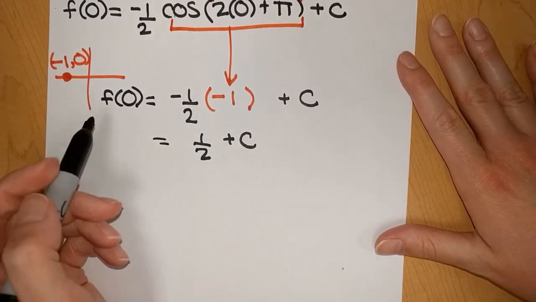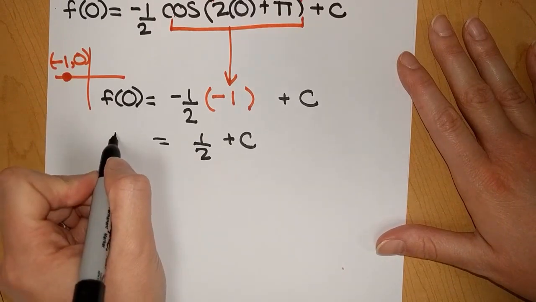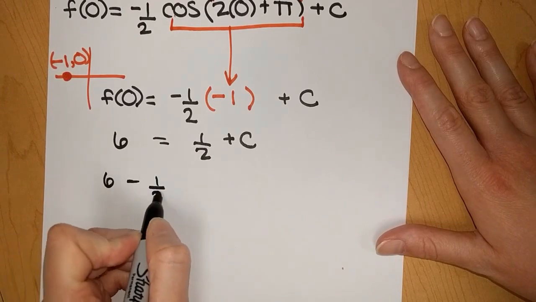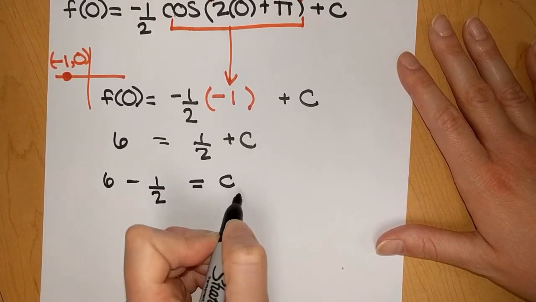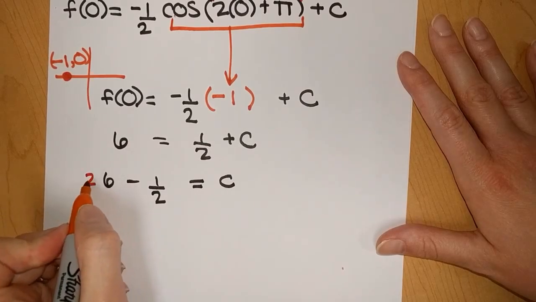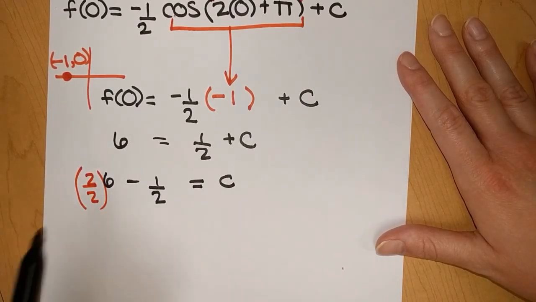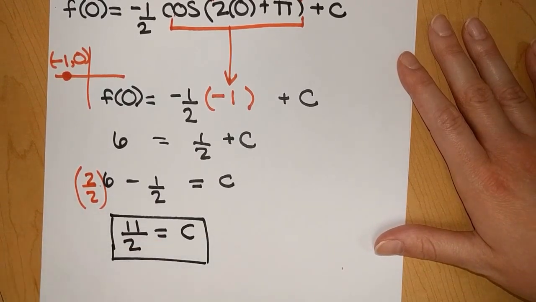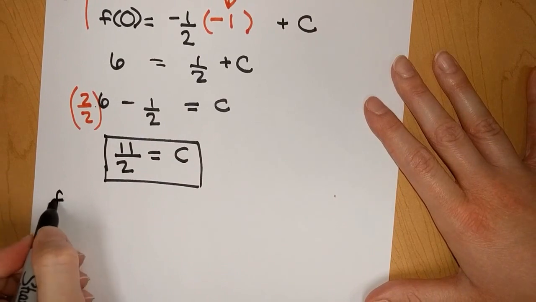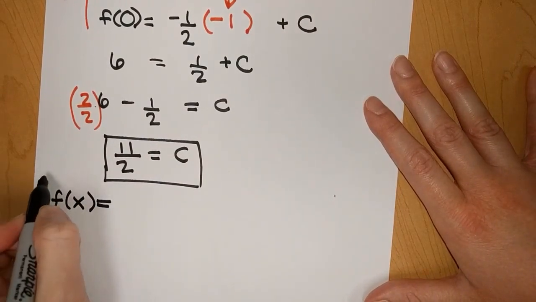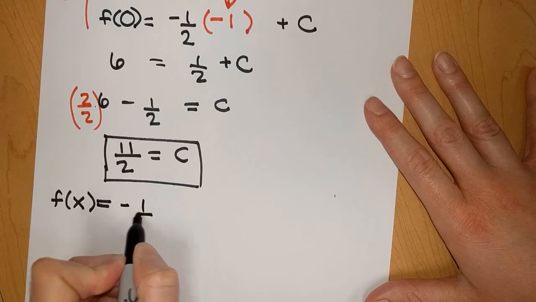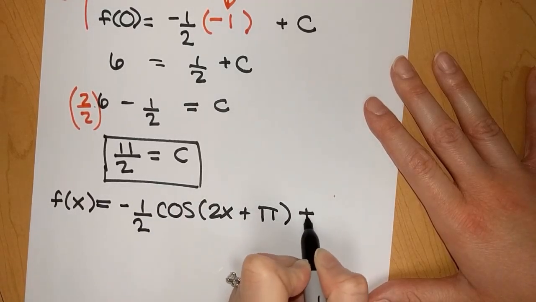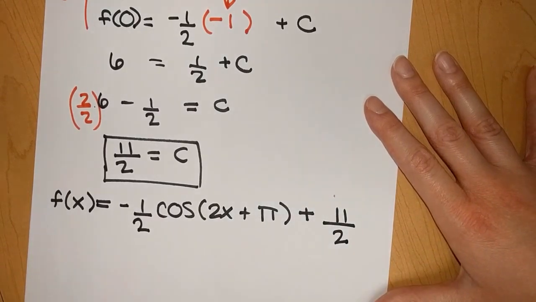On the left-hand side, we're going to use that f of 0 is equal to 6, or y of 0 is equal to 6. So subtracting 1/2 from both sides, that will give us our c solved for. So, of course, you do need to get a common denominator here, multiply by 2 over 2. So you get 12 minus 1, so 11/2 as your c value. Now, once you get that as your c value, you are then going to combine them together. So you put it together, and you have your f of x as negative 1/2 cosine of 2x plus pi plus 11 over 2. And that is your final answer.